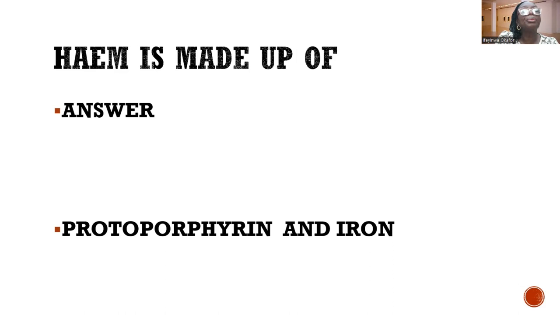Heme is made up of protoporphyrin and iron. Protoporphyrin and iron make up the heme component of the hemoglobin.